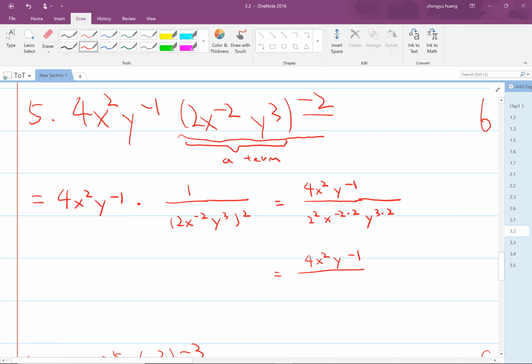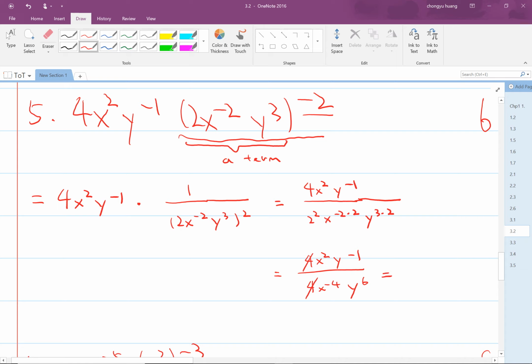Basically on the denominator, we have to simplify a little more. We got 2 to the power 2 is 4, and then x is negative 2 multiplied by 2, which is negative 4, and then y is 3 multiplied by 2, which is 6. So it's 4x to the negative 4, y to the power 6. Now you can see 4 and 4 get cancelled.